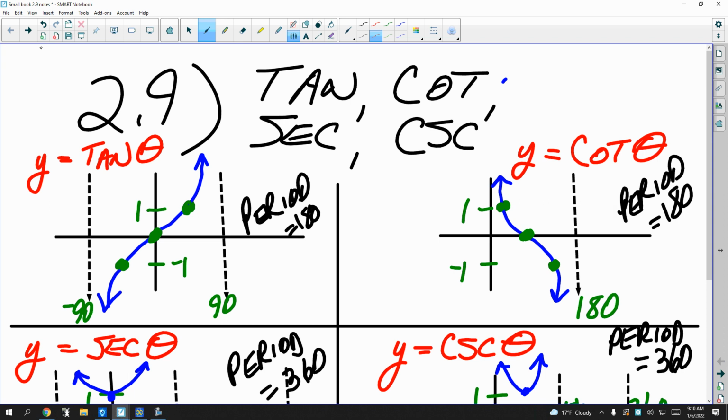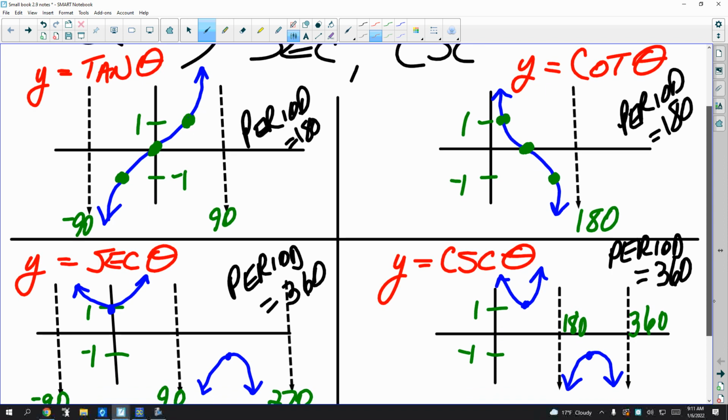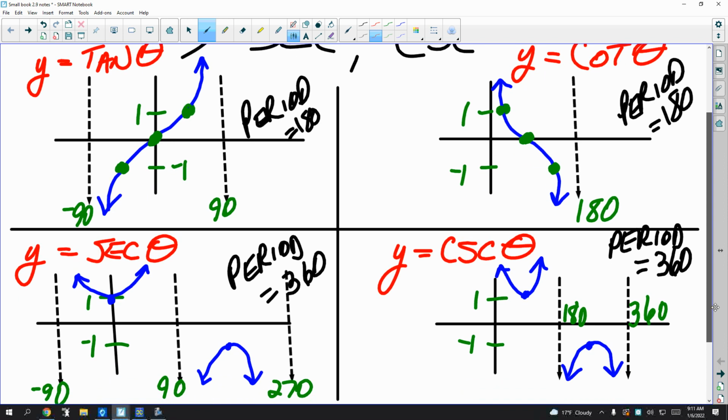Can I scroll just a little? Just a little. Okay, so scrolling just a little to get to secant and cosecant. Okay, so if you want to get all four of them together, that's good. We did secant and cosecant yesterday.